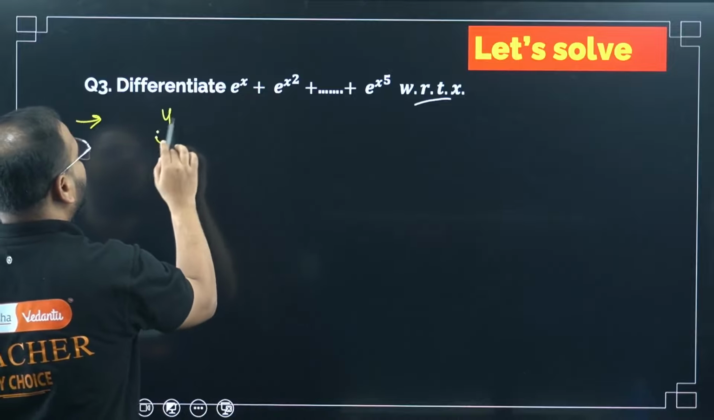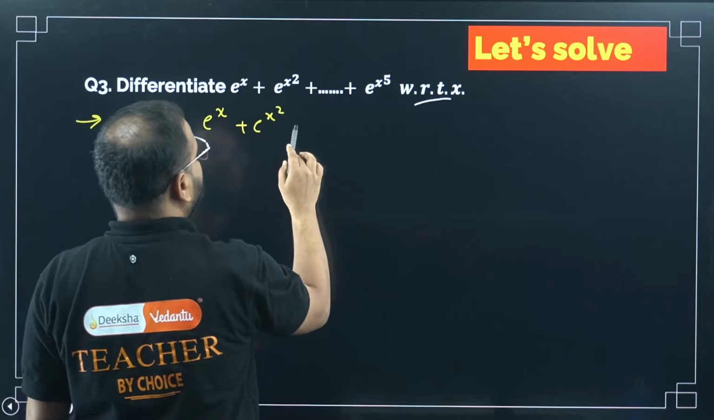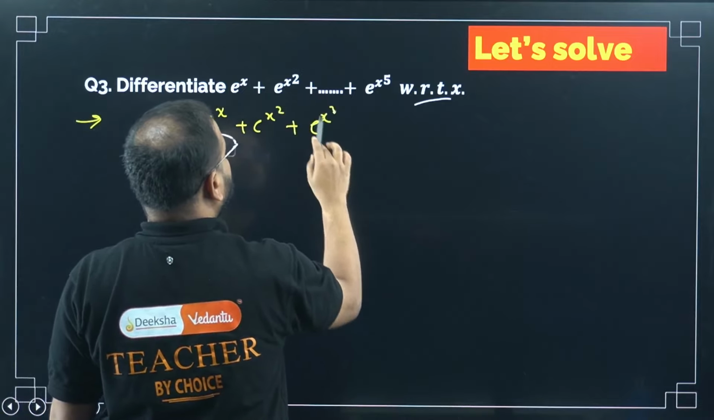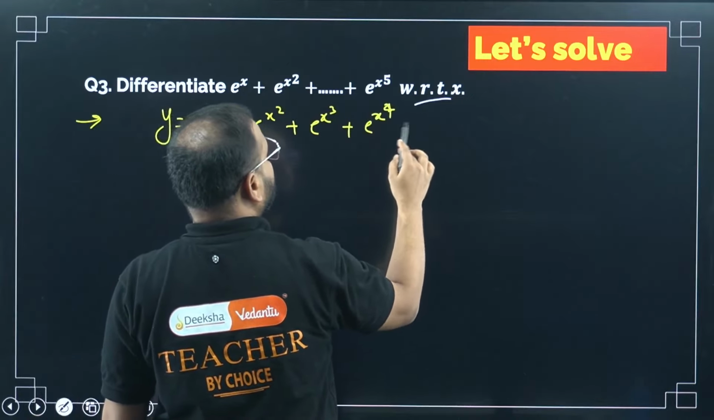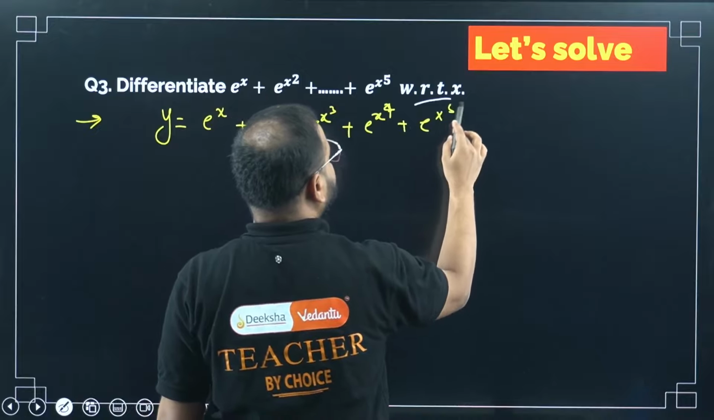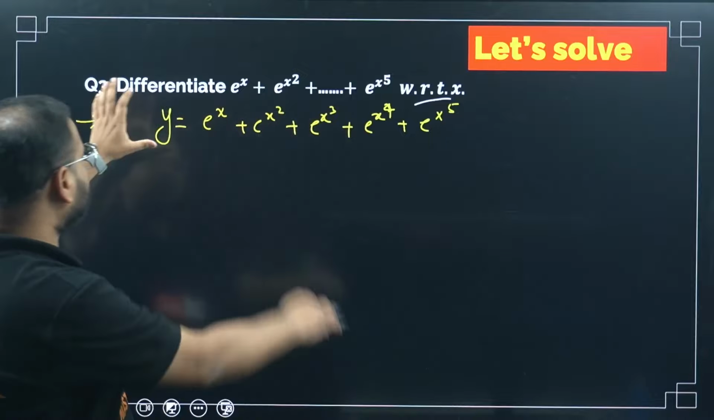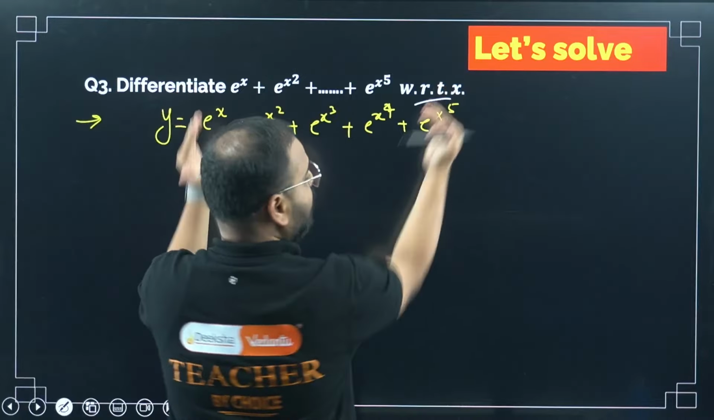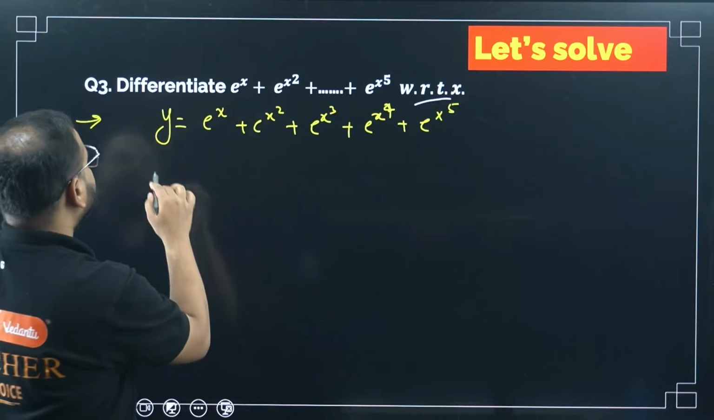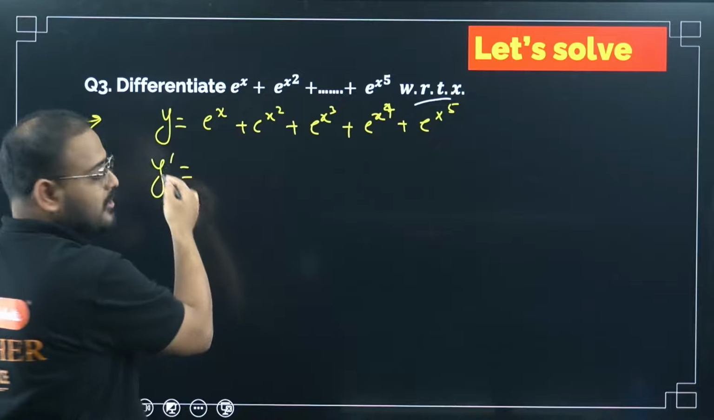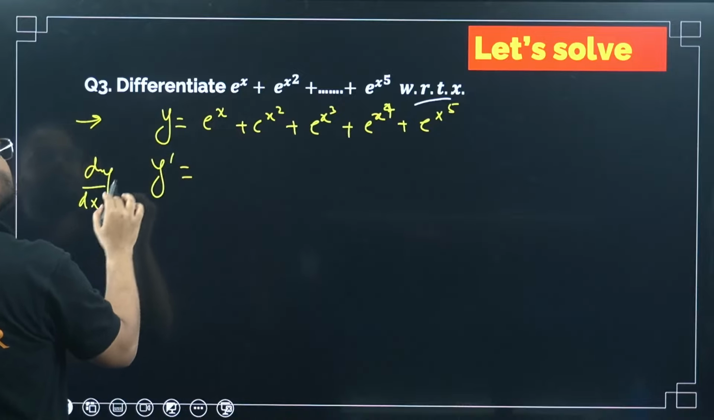Y equals e power x plus e power x power 2 plus e power x to the power 3 plus e power x to the power 4 plus e power x to the power 5. We know that in differentiation we can separate the differentiation for each term. So if I differentiate this y, I can take them together, or I can take the differentiation for each term. Am I right? Yes, sir. Let's see. So I'll write y dash as, what is y dash? Simply dy by dx.